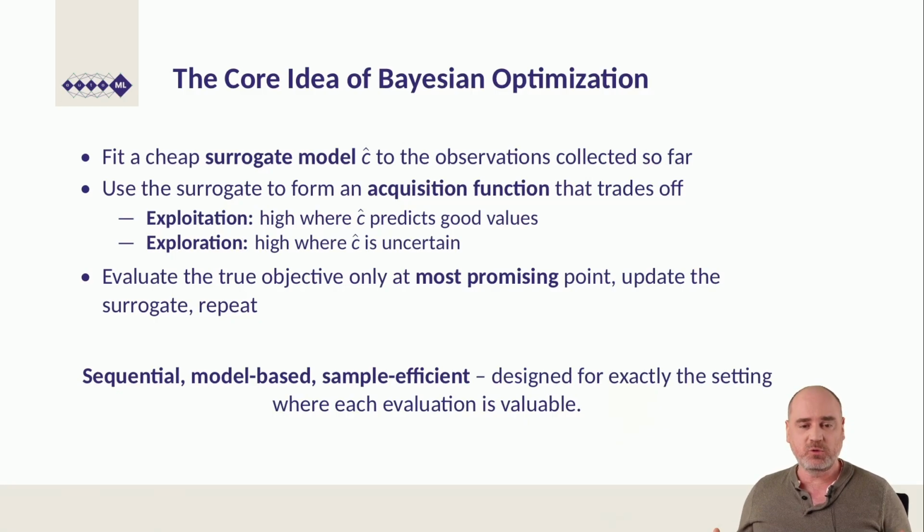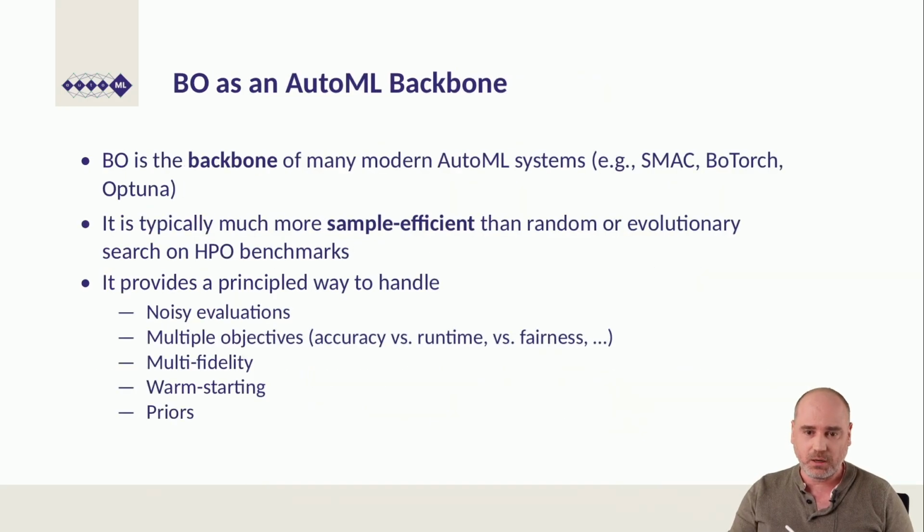So at the end, what we want to produce is a sequential, model-based, sample-efficient procedure. And this is exactly what we would like to have for a setting where each evaluation in such an expensive black box scenario is very valuable. We want to exploit and use as much information from the past evaluations, from the current optimization trace as much as possible.